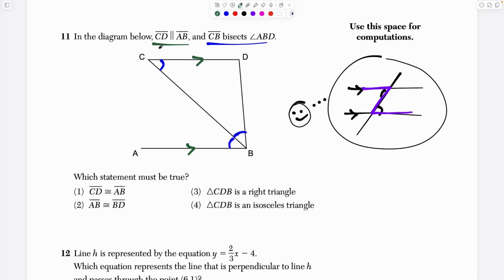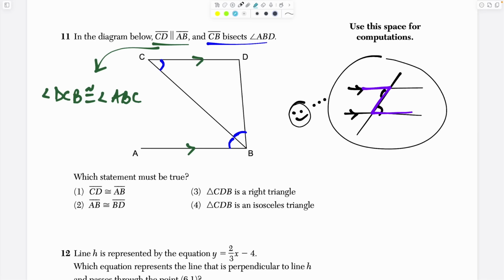So what conclusion can I draw here? If CD is parallel to AB and CB is acting as a transversal, I could conclude that angle DCB has to be congruent to angle ABC. I could mark these two as the same because when we have parallel lines cut by a transversal, the alternate interior angles formed are congruent.